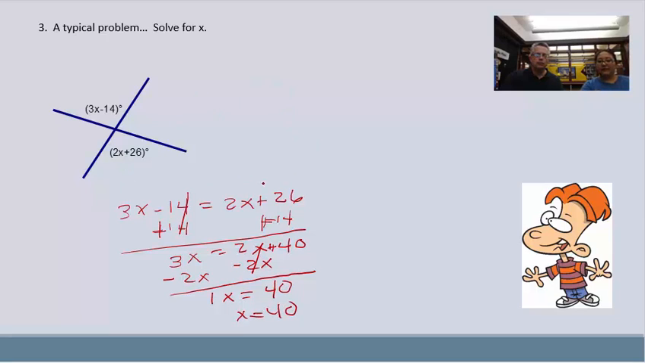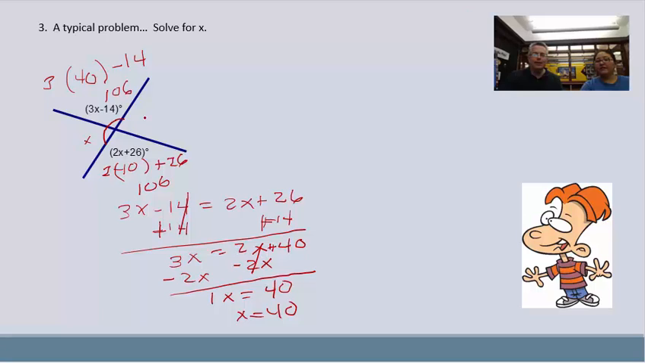So that means if we plug 40 into this angle here, we have 3 times 40 minus 14, that would be 106. So now we know that if this is 106, this has to be 106, right? We can try it. 2 times 40 plus 26. So 2 times 40 is 80, plus 26 is 106. So we're just checking, it works. We should be able to take our answer and demonstrate that it works. So if x is 40, both of those angles are 106, and they're equal.